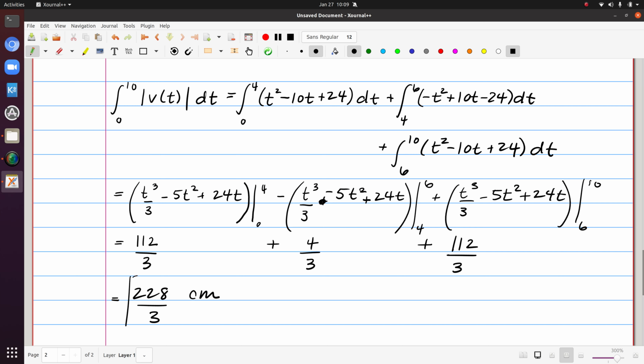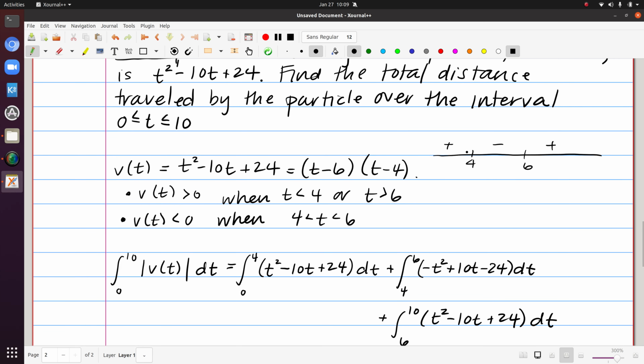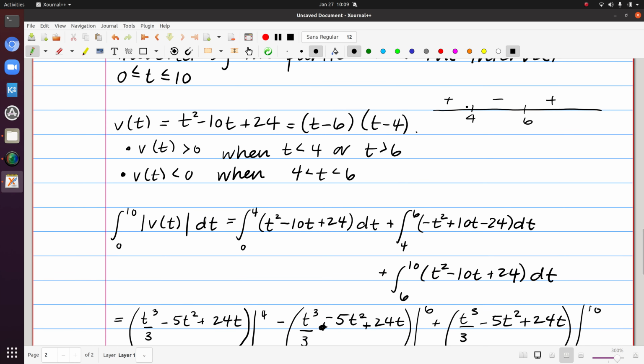The main thing I want to get across from this example is that you don't necessarily have to graph the velocity function when you're trying to find the integral of the absolute value. We can lean back on our knowledge from Calc 1 to determine where the velocity is going to be positive and where it is going to be negative. That's really what we need to know in order to appropriately break up our integral to deal with the absolute value.